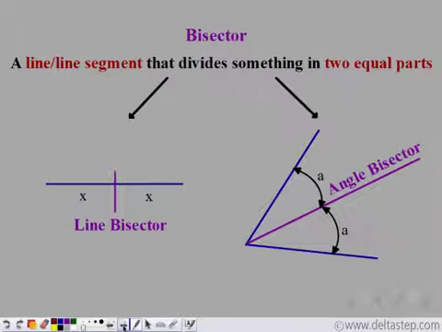Or it could divide an angle into two equal parts, then it is called an angle bisector. So this is an angle bisector. So let us study these in detail.